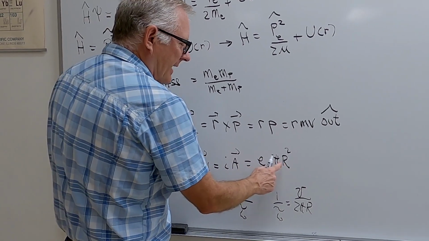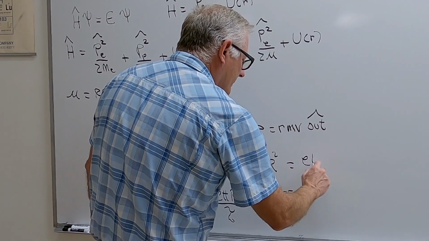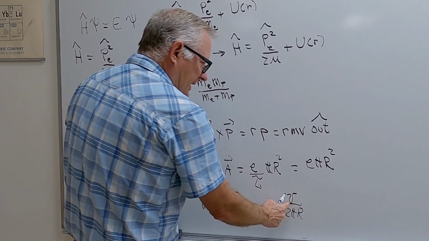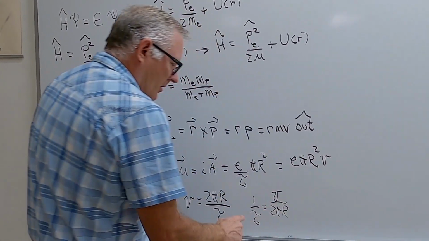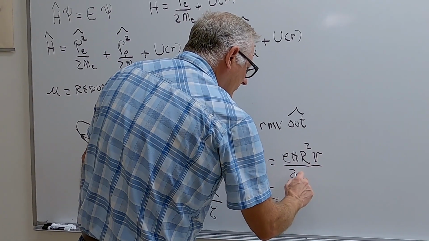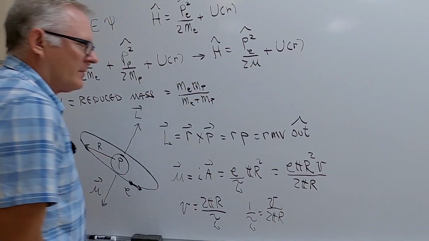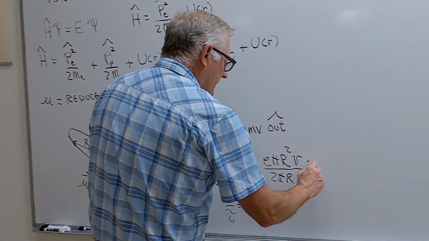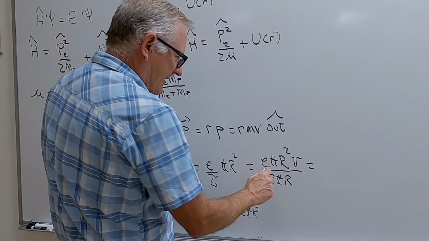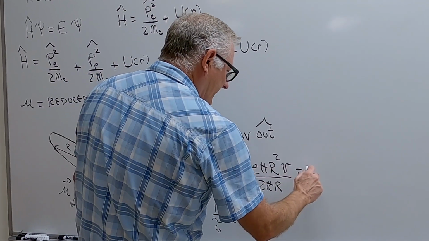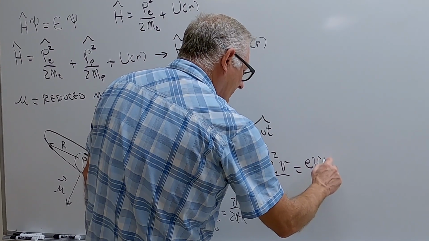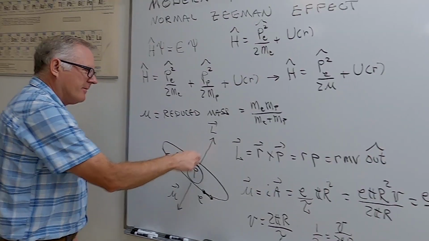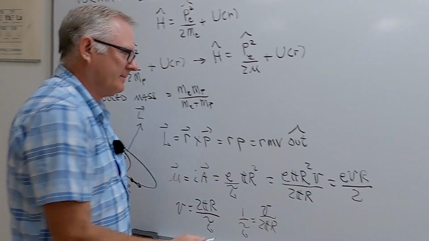So I can put that 1 over the period into here. This is e pi r squared times v all over 2 pi r. I cancel an r and a pi, so this would just be e r v all over 2. And it would really be in the opposite direction. If we called L out, I guess mu would be in.